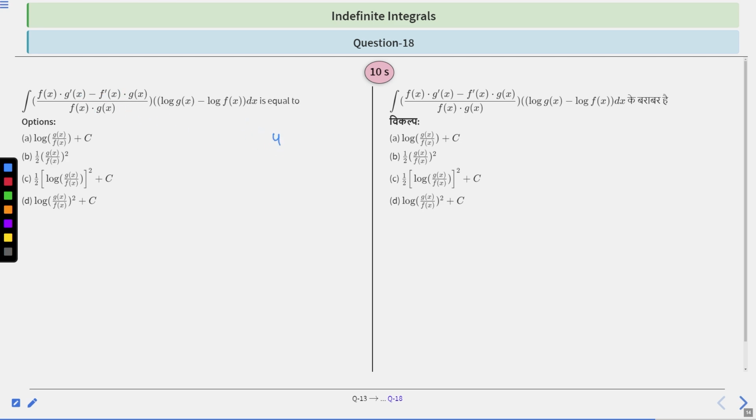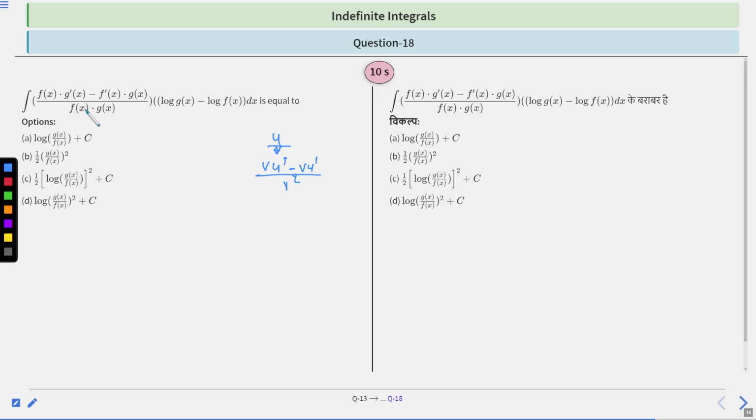Suppose while using the quotient rule, if there is u by v, differentiating this you will get (u v' minus v u') upon v square, right? So in the denominator there should be f(x) square, so that f(x) g'(x) minus f'(x) g(x) appears. So the denominator should be f(x) square, right? So we can multiply f(x).